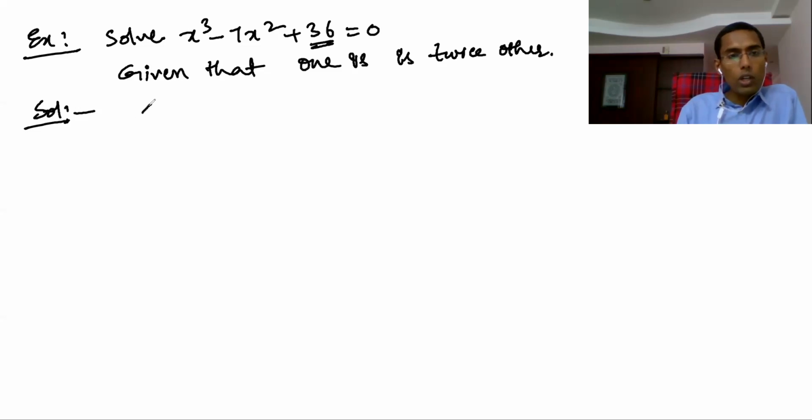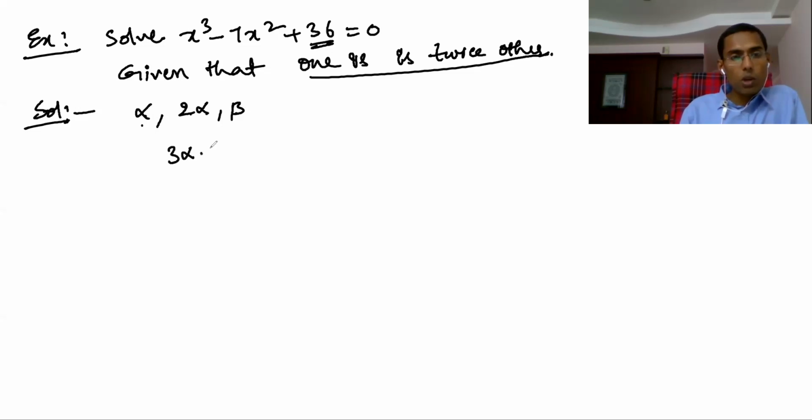What are the roots? One root is alpha, the other root is 2 alpha. Then one more root will be there, let's take beta. So what is given? One root is twice the other. What about the third root? We don't know. So now the sum of the roots means 3 alpha plus beta. The sum of the roots is 7.